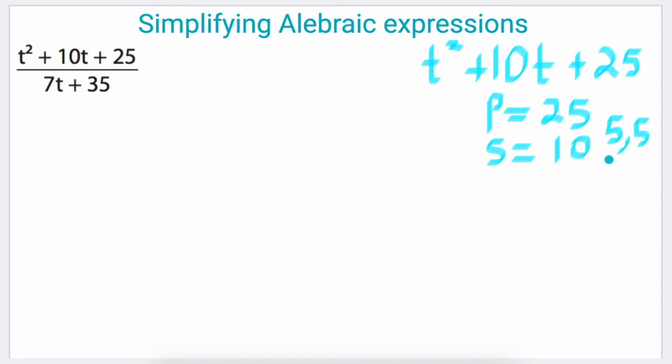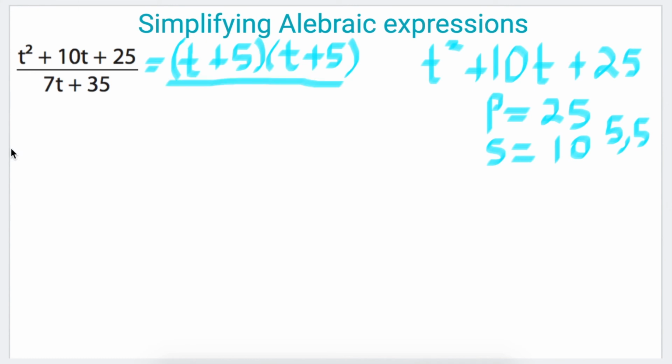Now in this case, because our coefficient of t squared is a 1, a really quick method is we just take the two numbers that we got, and those two numbers are going to form the two factors. So t plus 5 and the second parentheses t plus 5. This quick method only works if the coefficient of the squared term is a 1. So this is the numerator.